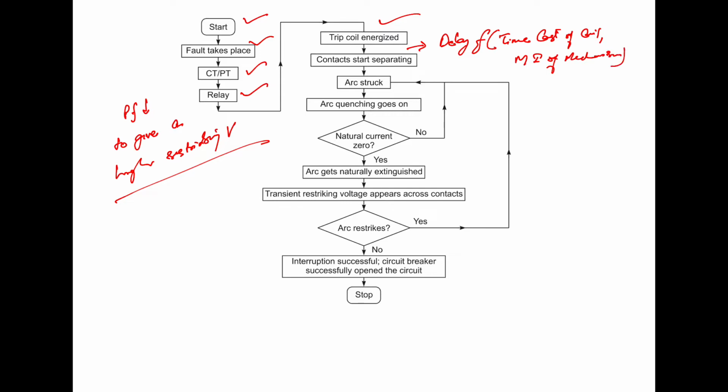So the contacts start separating. That is, when the trip coil is energized, after a delay, which is a function of the time constant of the coil and the moment of inertia of the mechanism, the contacts start separating. Now, the current at the instant of contact separation will in all possibility not be zero. So, when the contacts start separating, the current will not be zero.